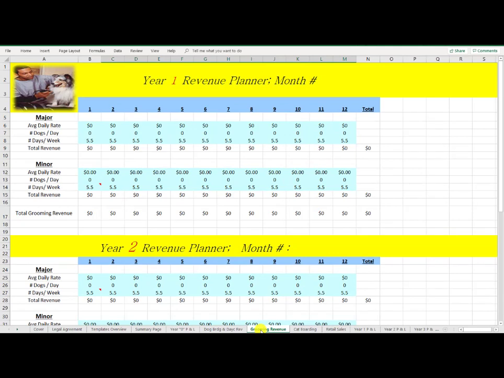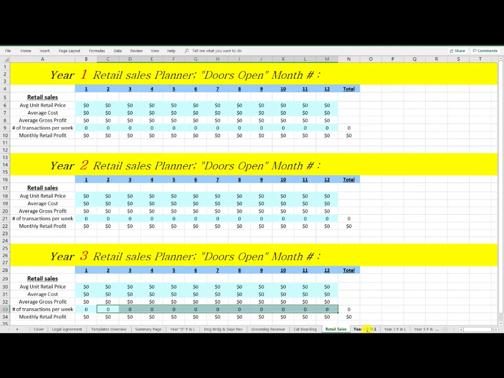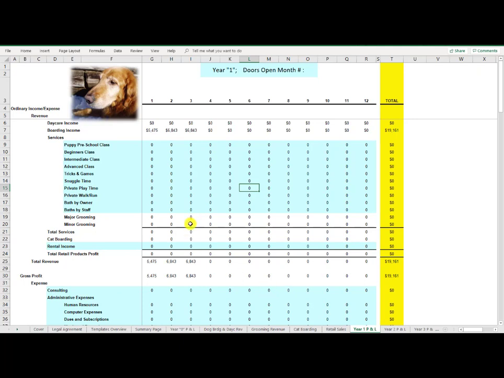You do the same thing with your grooming revenue, if you're going to have grooming revenue, or leave it zeroed out if you're not. Same thing with cat boarding, any retail sales. And then you've got your revenues for your year 1. Anything in light blue you input for, so your smaller revenue items, different services, you just input that here. If you think you're going to do $200, you put that in there. Same thing, let's see, $250 this month. And of course it adds across and down.